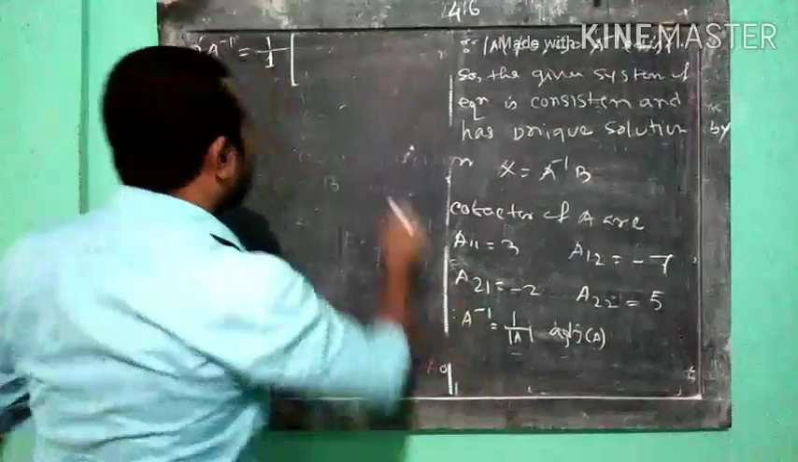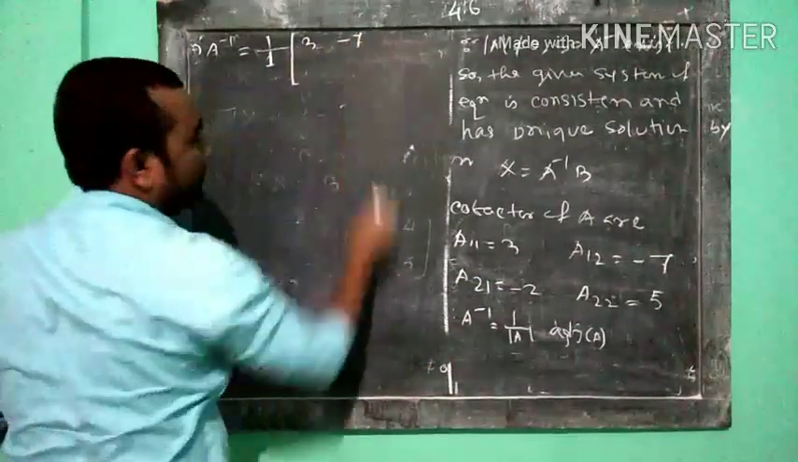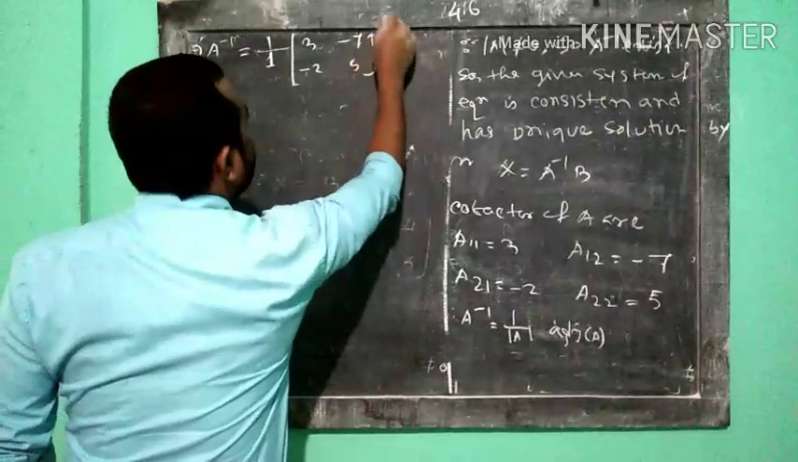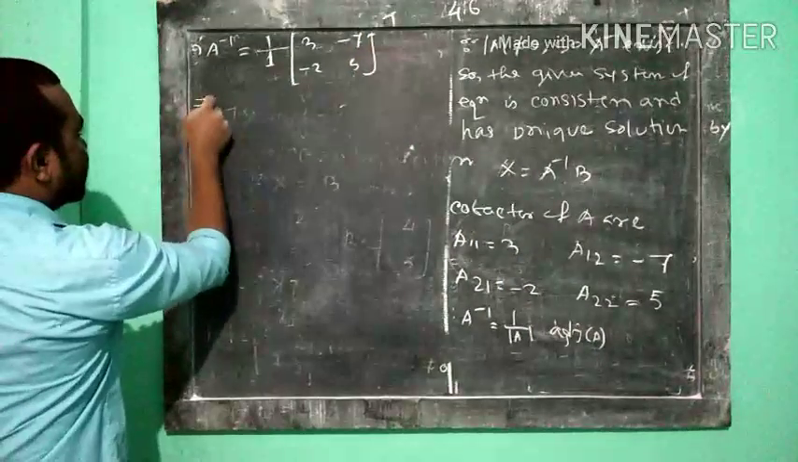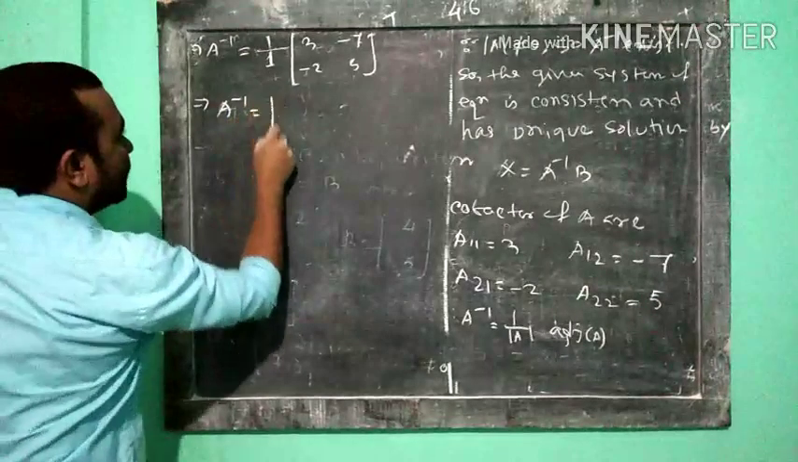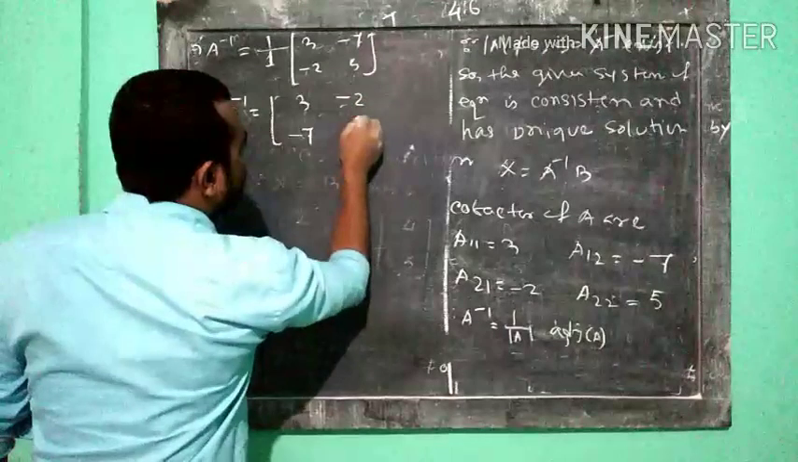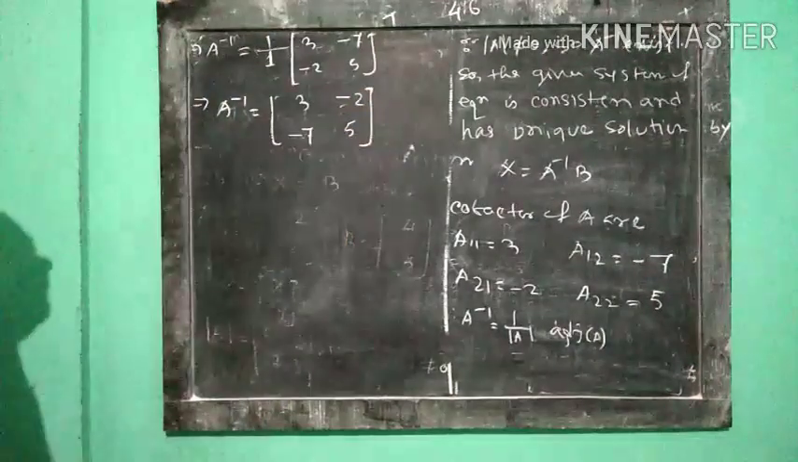So 3, minus 7, minus 2, 5. Henceforth this can be written as A inverse equal to what? 3, minus 7, minus 2, this is 5. This is the A inverse.